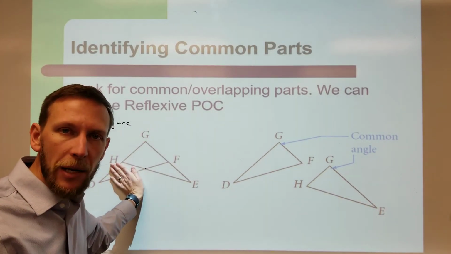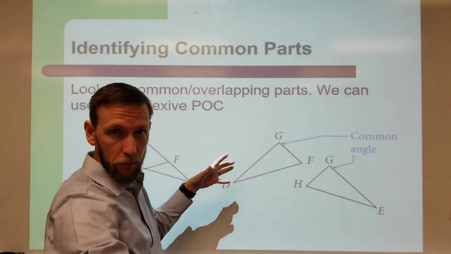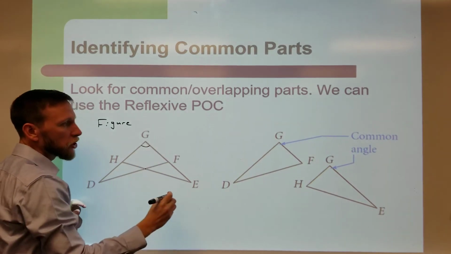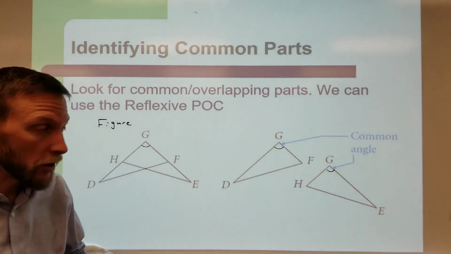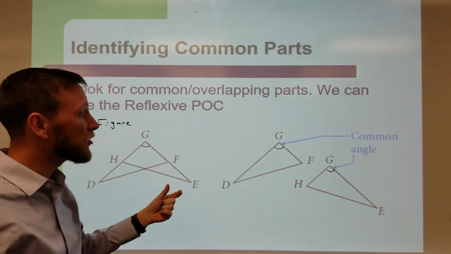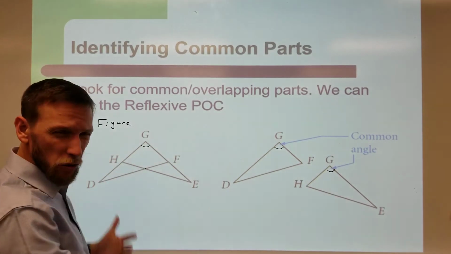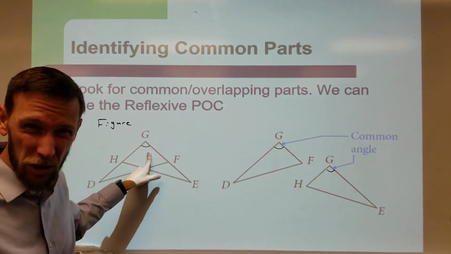Part of our steps today are going to be taking a picture like this and redrawing it like that. The reason we want to do that is because we want to see that in these pictures we have a common or shared part, whether it's a common angle or a common side. Identifying that common piece means that if I'm trying to show these 2 triangles are congruent to each other, one of my statements is going to be that angle G is congruent to angle G.